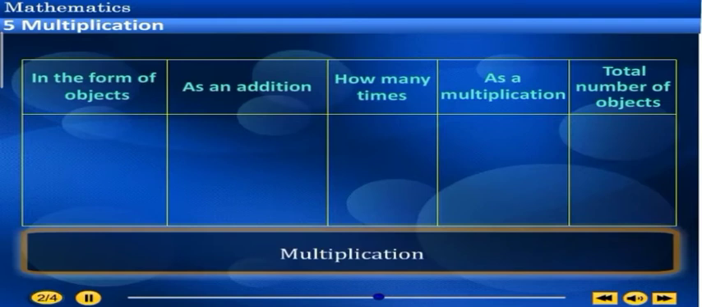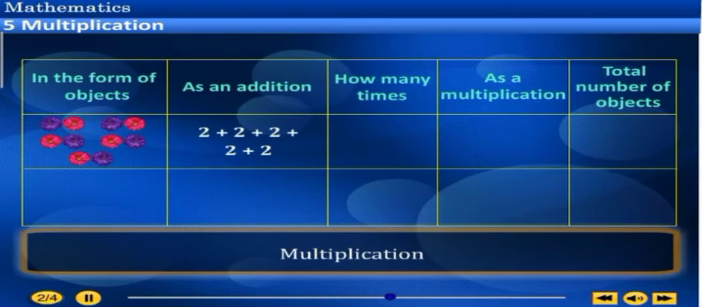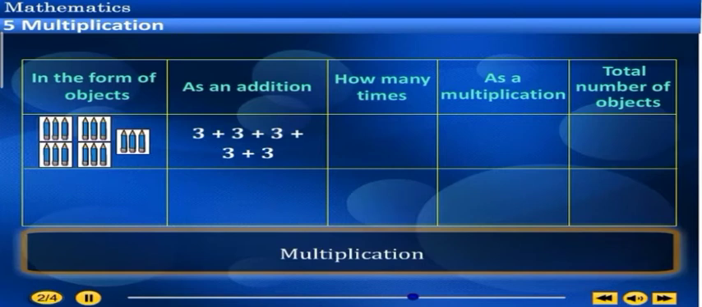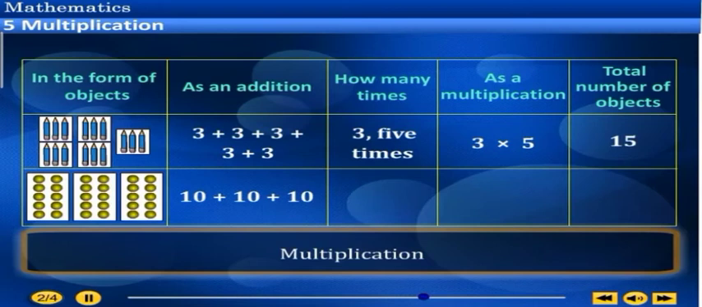Multiplication. In the form of objects, as an addition, how many times, as multiplication, total number of objects. 2 plus 2 plus 2 plus 2 plus 2, 2, 5 times, 2 multiplied by 5 is equal to 10. 5 plus 5, 5 twice, 5 multiplied by 2 is equal to 10. 3 plus 3 plus 3 plus 3 plus 3, 3 5 times, 3 multiplied by 5 is equal to 15. 10 plus 10 plus 10, 10 3 times, 10 multiplied by 3 is equal to 30.